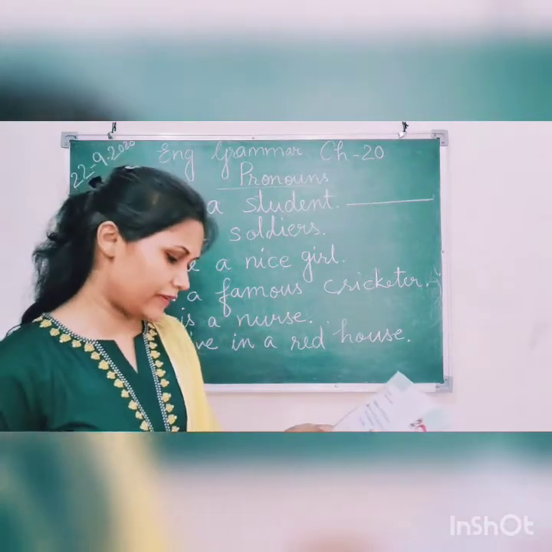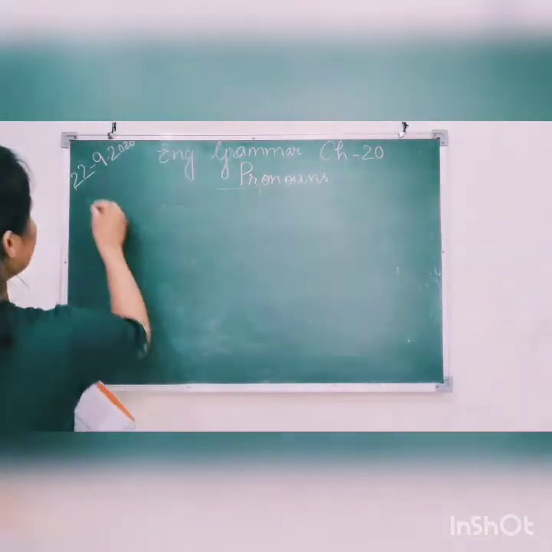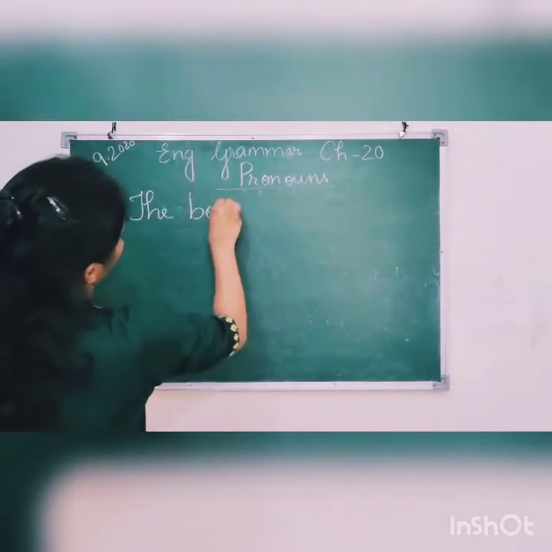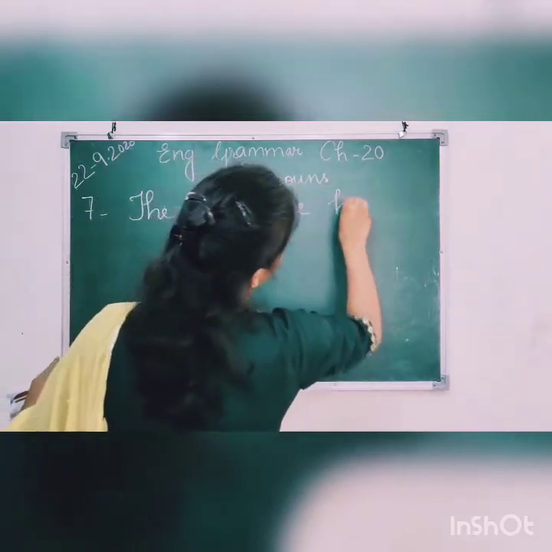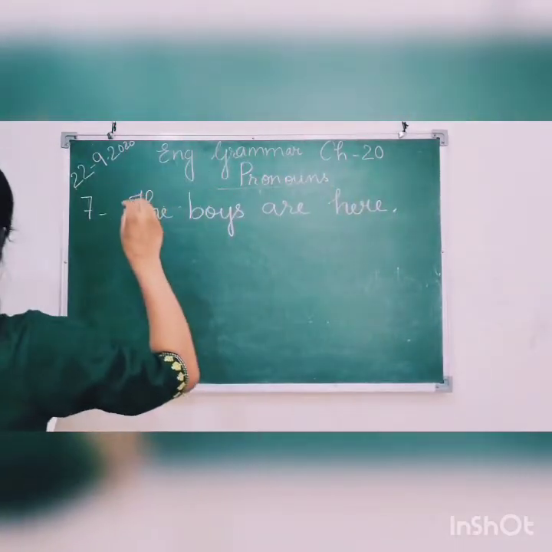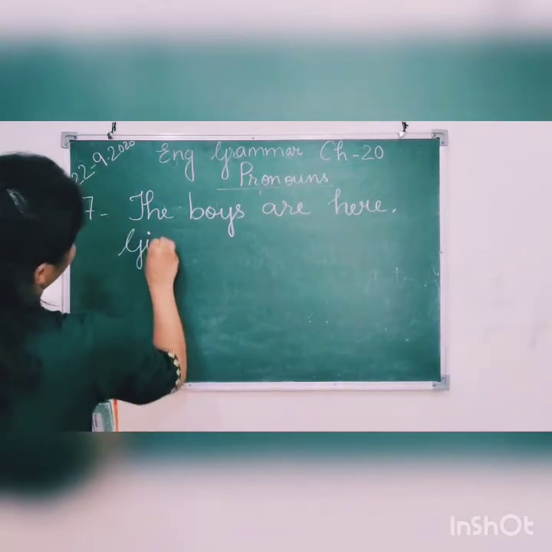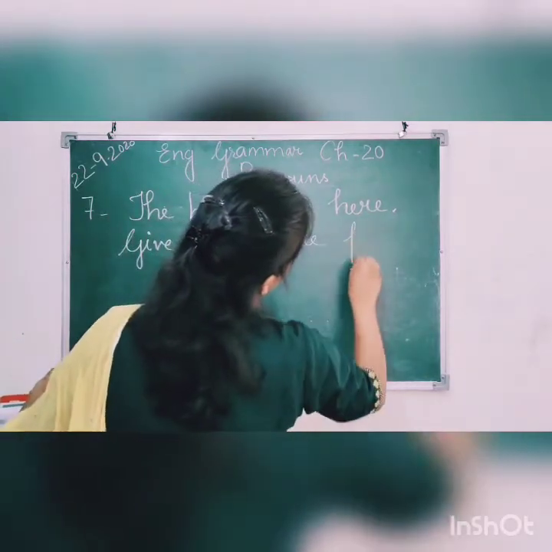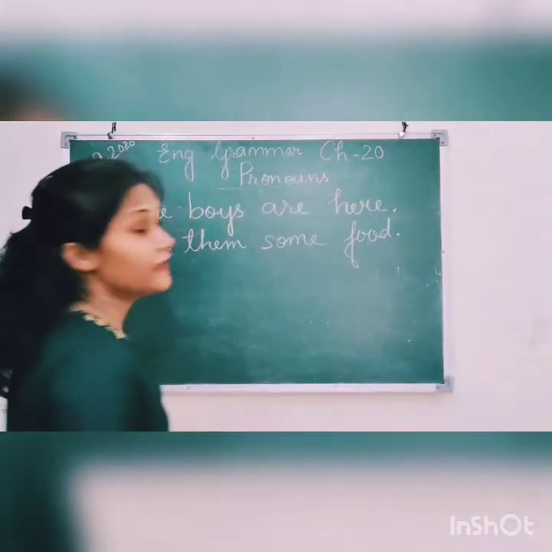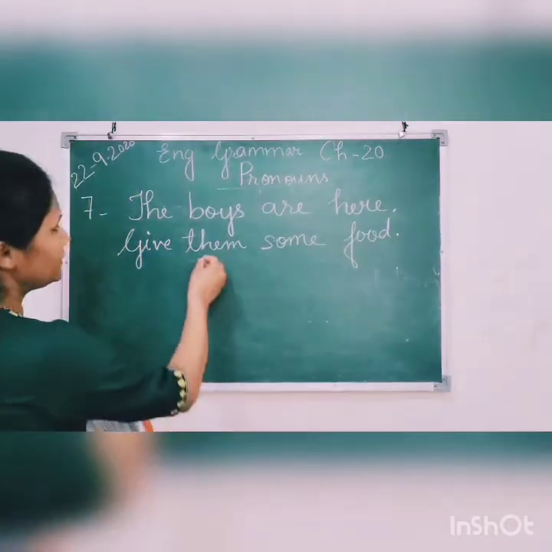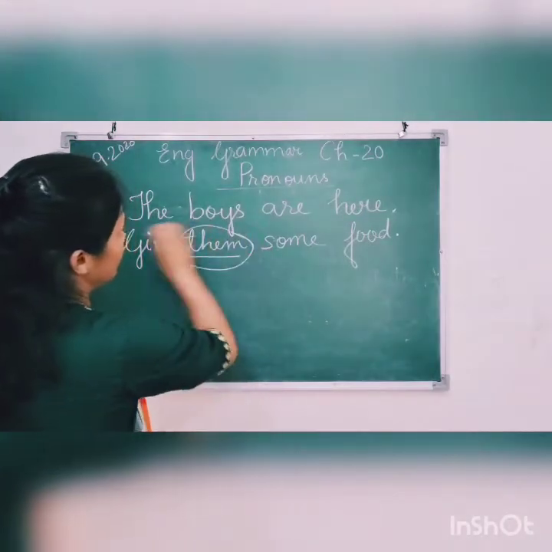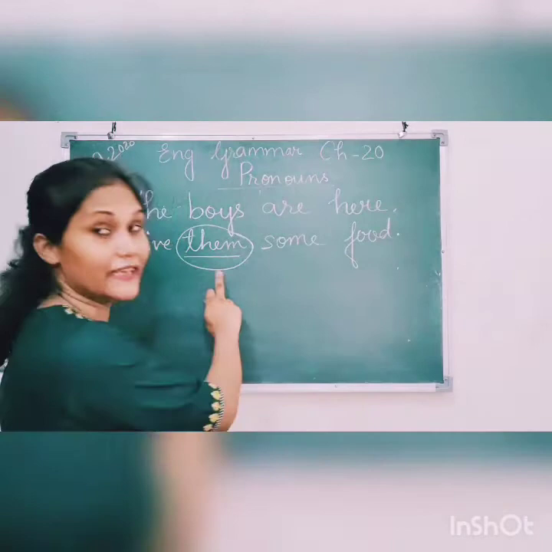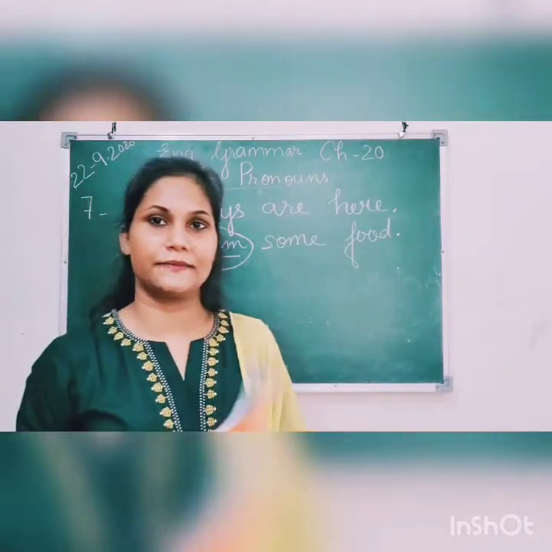One more is left. We will do the seventh one. See, the seventh one: the boys are here, give them some food. And in this sentence, what is the pronoun? Circle them and write in the blank space.